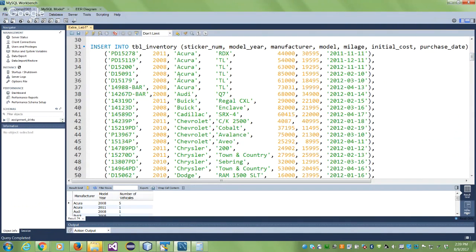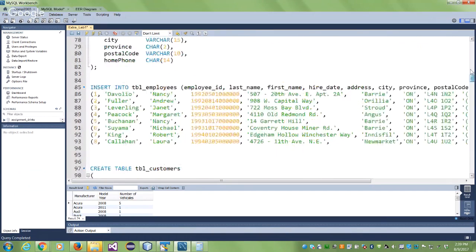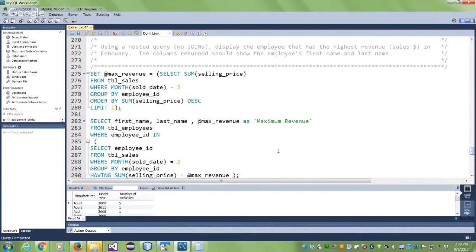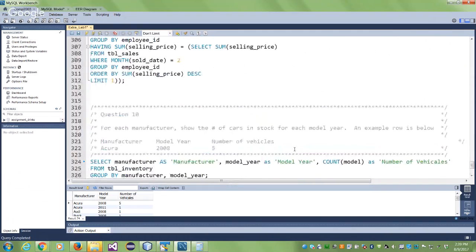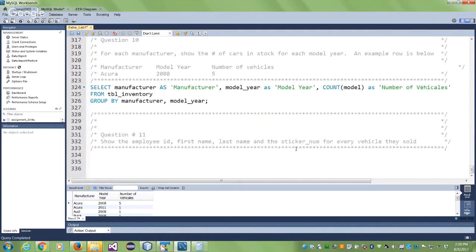Acura has, oh, we have to do the manufacturer. Sticker number, model year, manufacturer. Okay, so sticker number, model year. Yep, 5 for 2008 and 1 for 2011. Perfect. Yep, that answer is right. I've checked Acura, so I'm assuming the rest will be okay. So group by can be done on more than one field.